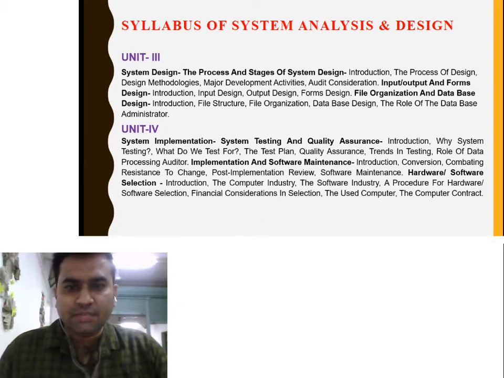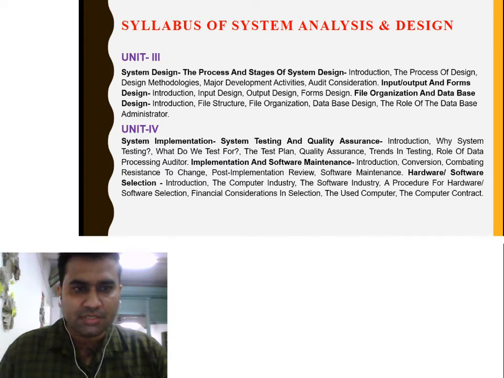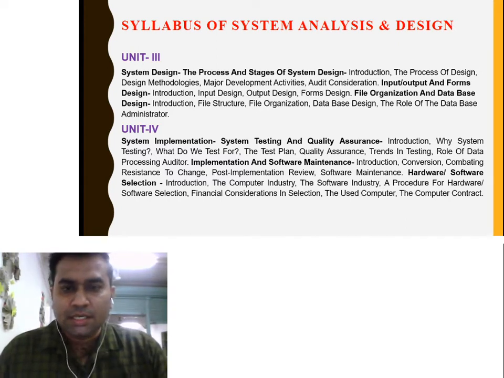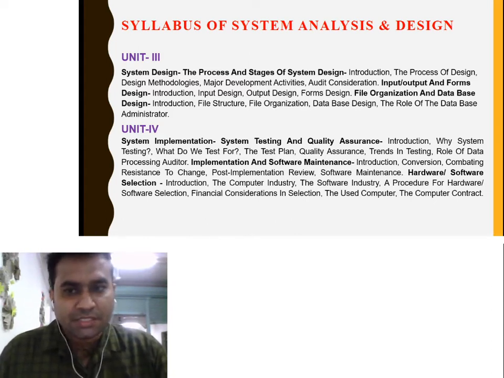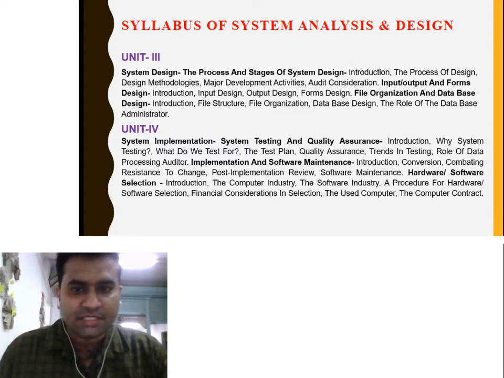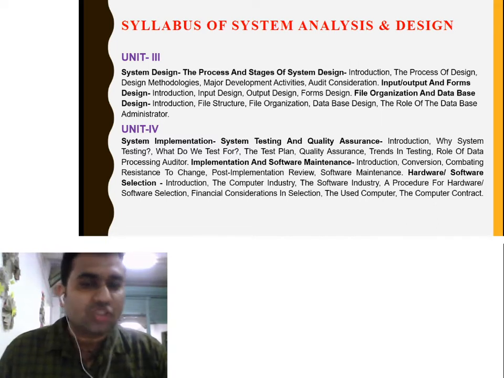Unit 4 is system implementation. In system testing and quality assurance, why is the system tested? System testing is necessary for how the software is developed. Any problems that arise are solved in system testing. Firstly, you create the test plan, then quality assurance and the roles of the data processing auditor. Then the last is implementation and software maintenance. This is the last phase of the software development life cycle.